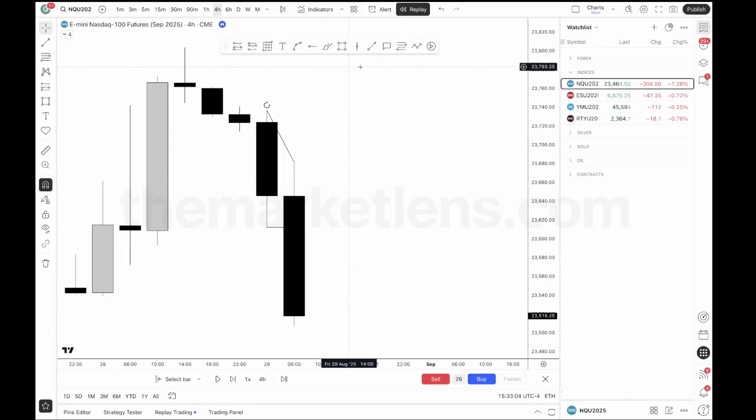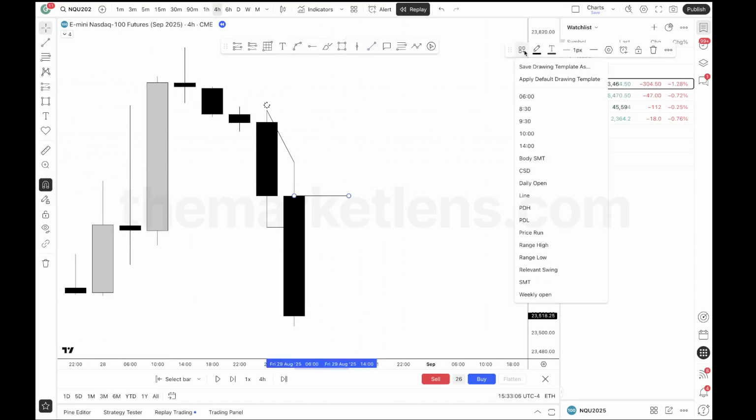Now, what forms the high of this candle here? So if you guys took this, really good trade. Really, really good trade.